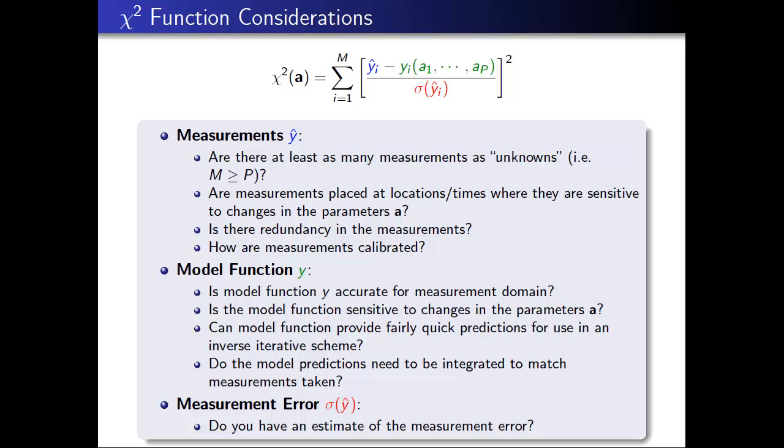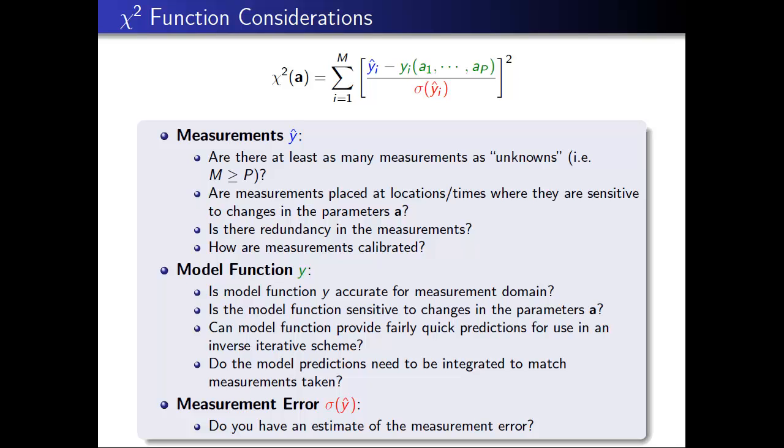Is the model function sensitive to changes in the parameter A? Again, for instance, SDA has no knowledge of g, so it would not be able to give you any information about the anisotropy factor. Also, even if the model function involves that parameter, it could be that it's not sensitive to it in the domain that you're looking at.